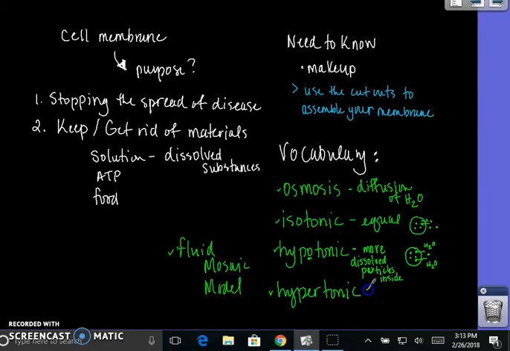The last one is hypertonic. And of course, it's going to be the complete opposite of a hypotonic solution. And it would have less dissolved particulates or particles or whatever you want to say, minerals or whatever. So let's do a picture and see what that looks like. So here we have, I'm going to do the opposite of this one up here. So I'm going to put 1 dissolved particle, and then I've got 3 on the outside.